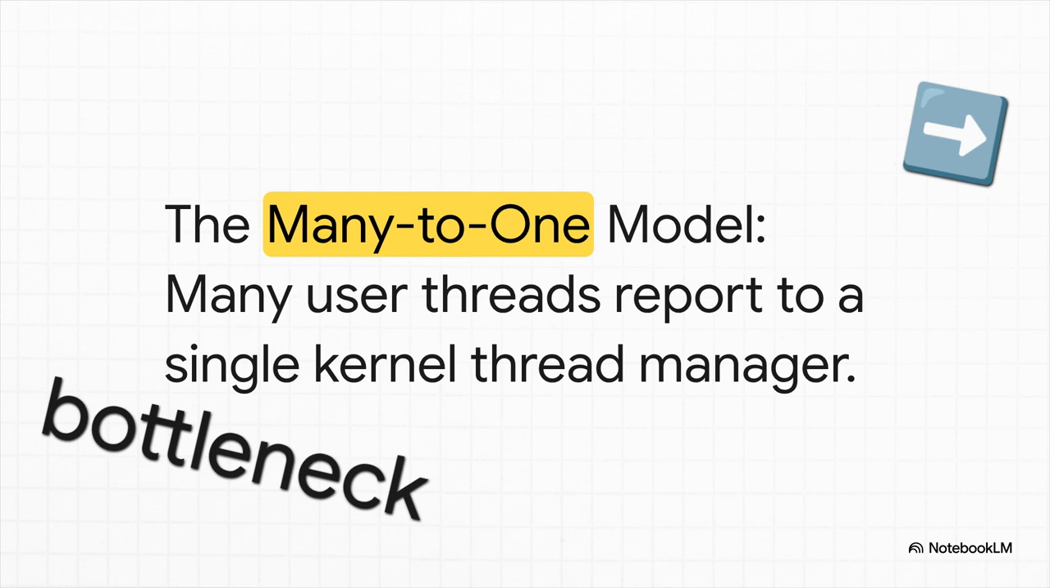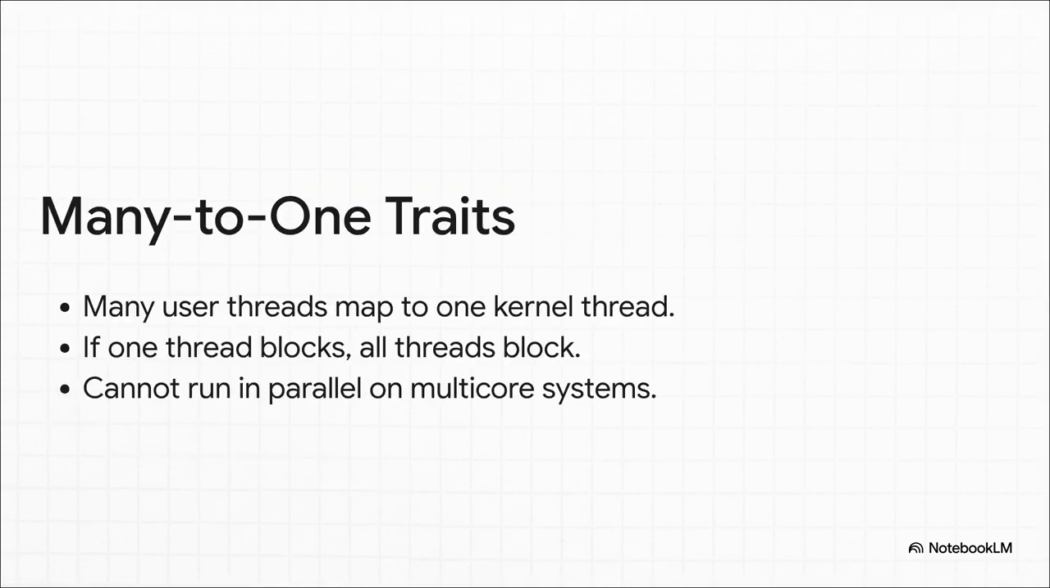You can have a whole bunch of team members, but they all have to report to a single manager. Now, the huge problem here is the bottleneck. Since every worker reports to that one manager, if just one of them has to wait for something, that single manager gets completely tied up. And since everyone else needs that manager's approval to work, the entire team is put on hold. This model also makes it impossible to get any true parallelism on a multi-core system.